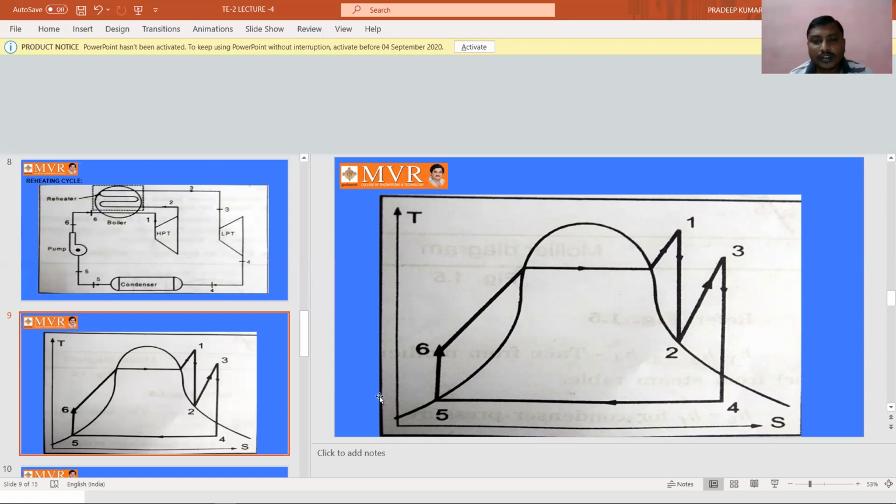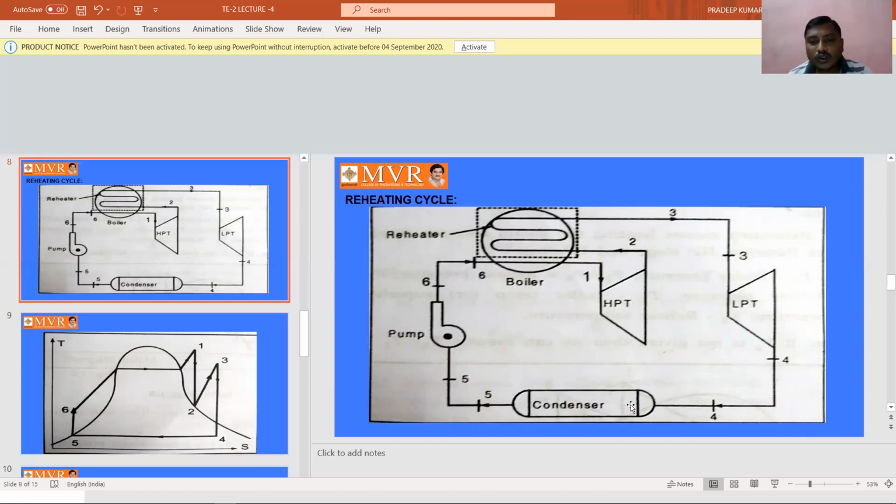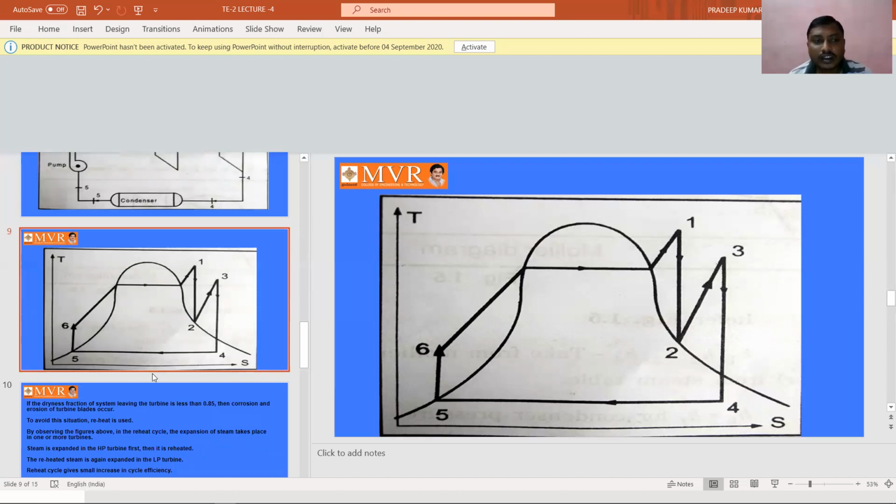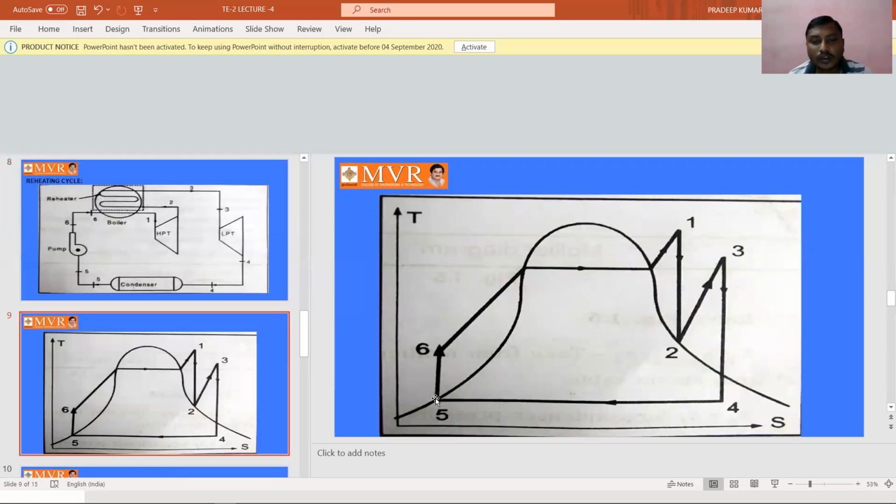1 to 2 is the high pressure turbine, 3 to 4 is the low pressure turbine, and 4 to 5 is the condenser. In process 5 to 6 it enters the pump, and the feed water which remains in the condenser is fed by the pump to the boiler, and again the reheating cycle, or the Rankine cycle, is completed in the temperature versus entropy diagram.